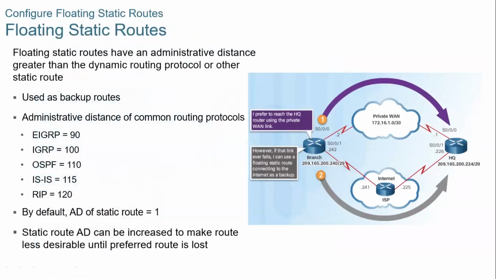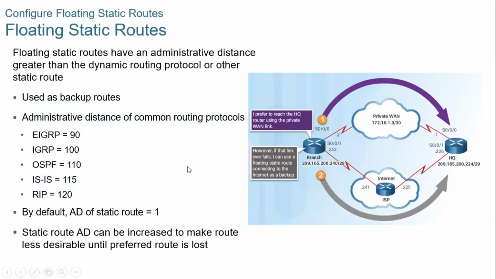Floating static routes. When we talked about floating static route just now, we said that the static route becomes like a backup to a dynamic route. So when the dynamic route goes down, this one will be up and running. Floating static routes have an AD greater than the dynamic routing protocol or other static routes, and it is used as a backup.